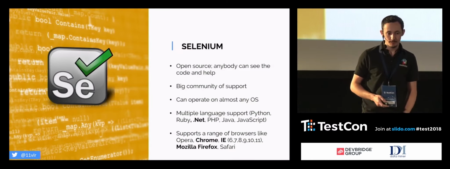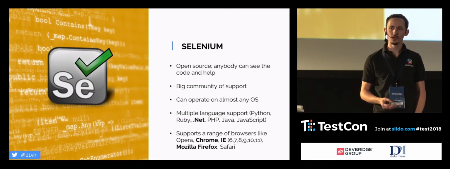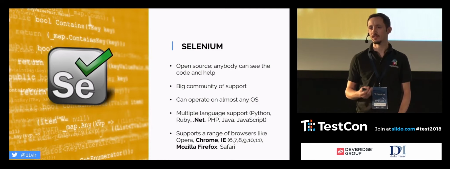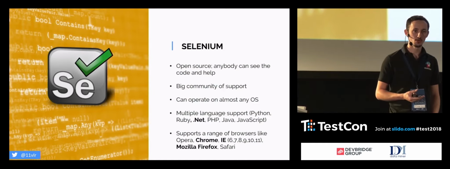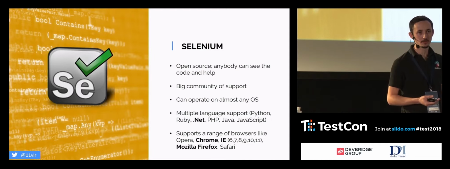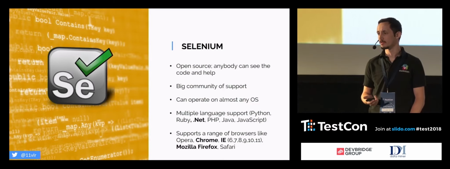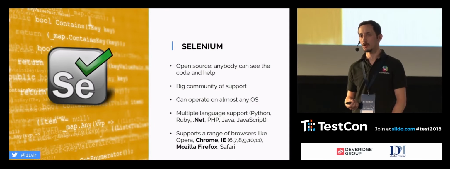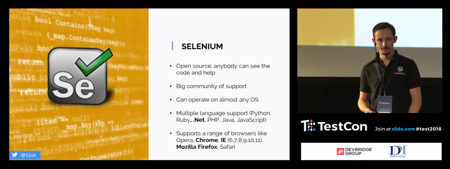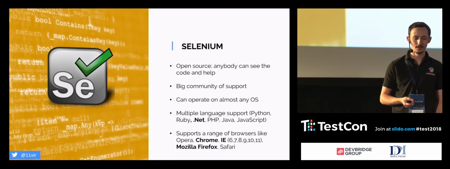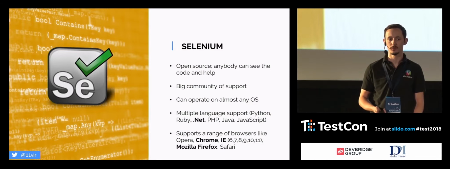So we use Selenium. There were a few reasons why we chose Selenium. Initially, it was because it was open source, so we could see exactly what it was doing. If we wanted to make some commits or change the way in which it worked, then we could. It's very well documented. There's great community support as well. It can operate in almost any operating system, and the languages that it supports are really great. For us, we develop in MVC.NET, so C#, and it covered that. And also the browser support. We have to cover Chrome, IE, and Firefox for our customers.